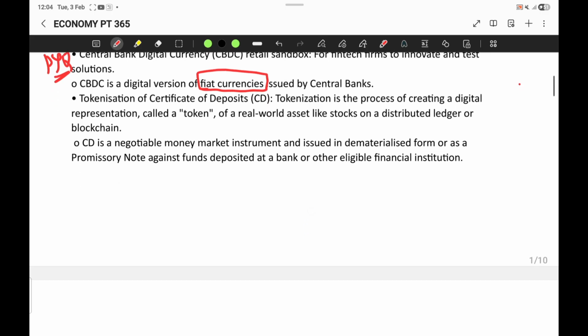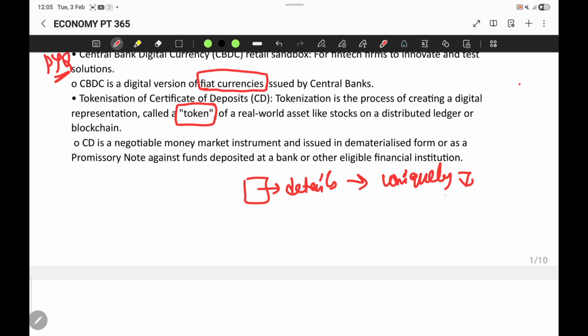Next is tokenization of certificates of deposit. Tokenization means what? It is a process of creating a digital representation called tokens. Like when you make any card payments, you enter the details, right? These details are uniquely created purposely for the user.